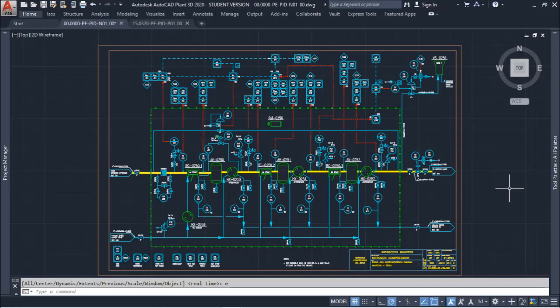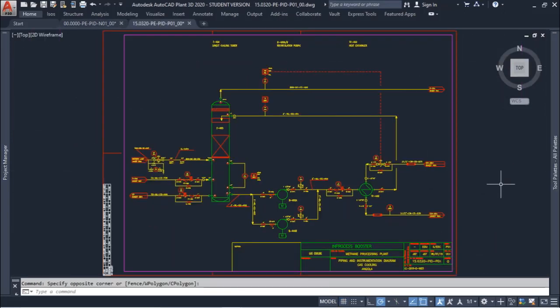And in this class I will use two examples with you, and you can see that they have different backgrounds, because the first one is a nitrogen compressor, and the other one is based on a direct cooling tower. Just to let you know, the software I'm using right now is AutoCAD Plant 3D 2020. It is a student version, so it is free. I don't need to pay anything to use it, and it is not cracked either, no crack needed.